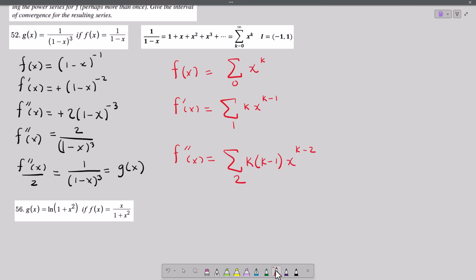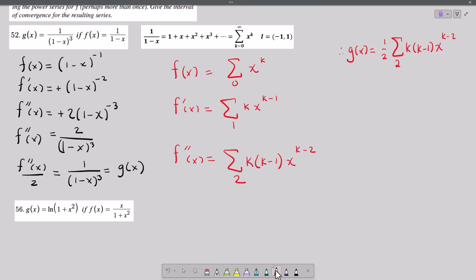All right, we're almost to g. So last step, therefore, g of x will equal f double prime divided by 2. So we're going to put a 1/2 out in front. This is going to start at k equals 2. And we have k times k minus 1, x raised to the k minus 2 power. So there's our power series for g from f.